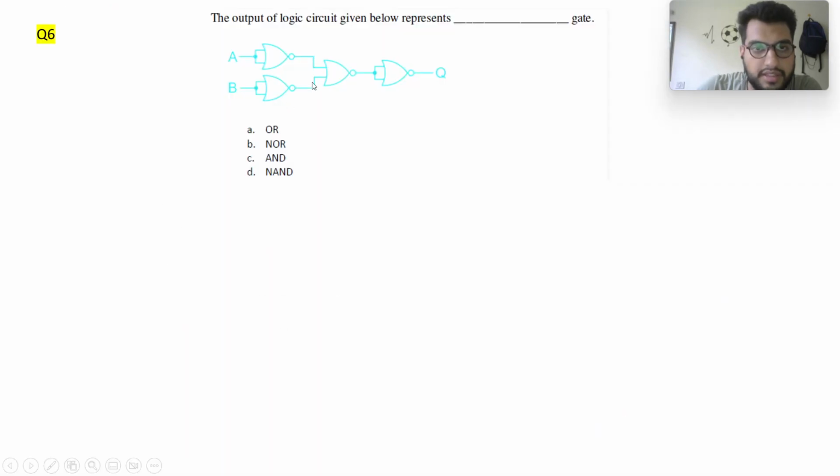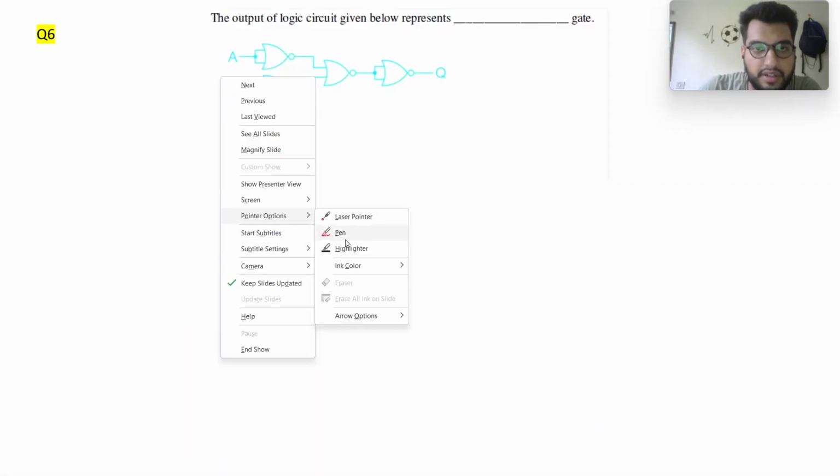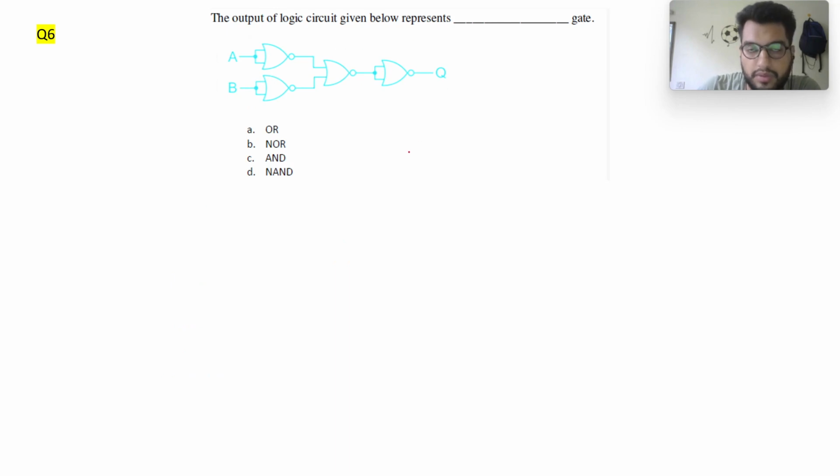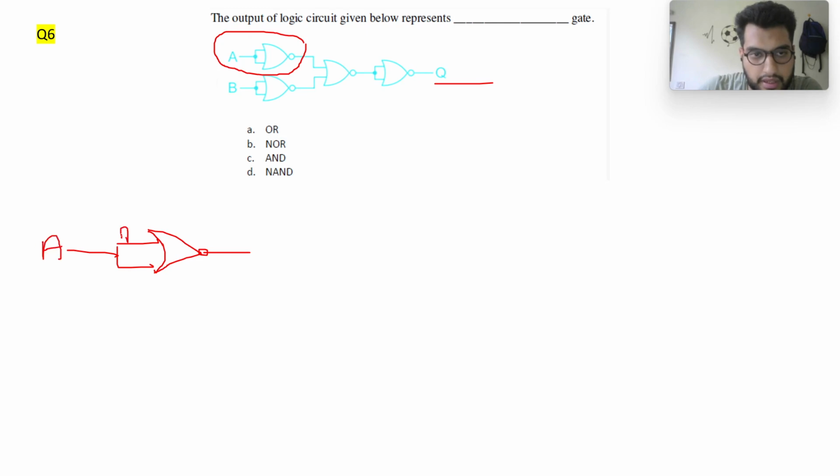So the question asks us to find the output of the logic circuit given below, and we have to tell which gate it represents. We have two inputs A and B, and then we have these NOR gates. An OR gate with the bubble represents a NOR gate, and this is the output Q. First, let's take this one. This is input A broken into two.